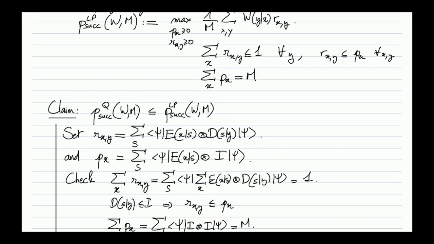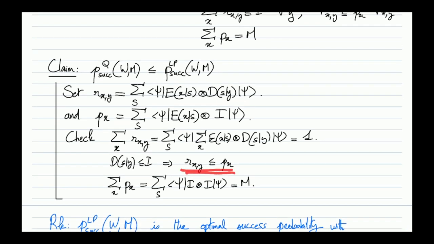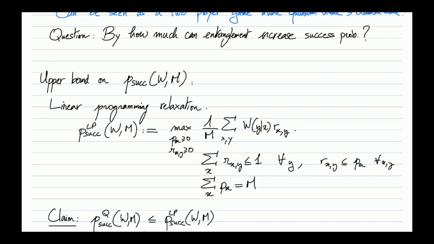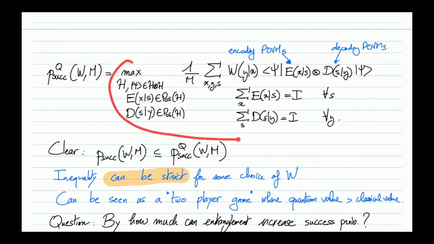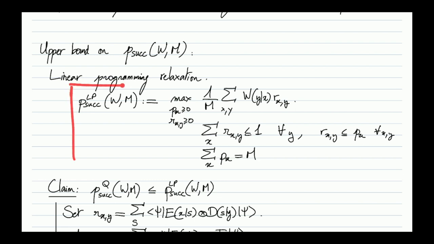It's simple to verify that if you take the sum over x of rxy, you get 1, by using the normalization conditions. Also, it's easy to see that rxy is at most px, just using the fact that d is smaller than the identity. Similarly, the sum over px being equal to m follows easily from the POVM normalization conditions. So we had this quite complicated problem where we have to optimize over arbitrary Hilbert spaces, but this is an upper bound which is tractable. This is a linear program which you can, in principle, compute in polynomial time.